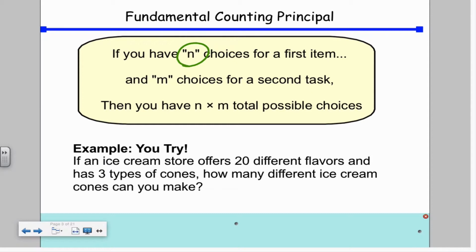So I'm going to have you guys try one. If an ice cream store offers 20 different flavors and 3 types of cones, how many different ice cream cones can you make? Take a minute and try the problem, and pause the video, and then come back and see the answer. So we'd have 20 choices for the ice cream times 3 cones, which would give us 60 possible choices.